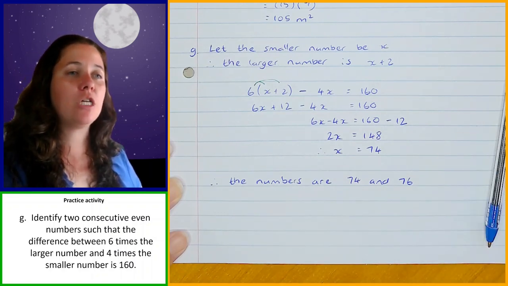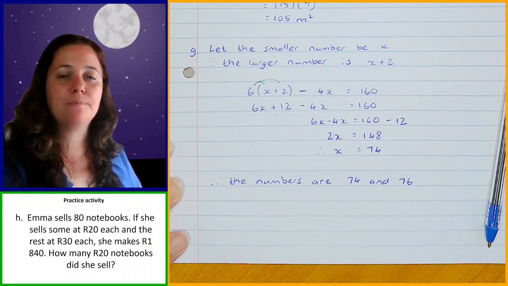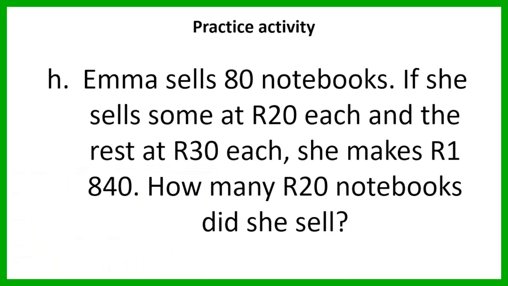And then the very last question for this lesson. We have got Emma, who sells 80 notebooks. If she sells some at 20 Rand each and the rest at 30 Rand each, she makes 1,840 Rand. How many 20 Rand notebooks did she sell? Okay, so I'm going to give you 2 minutes to try and solve this problem.